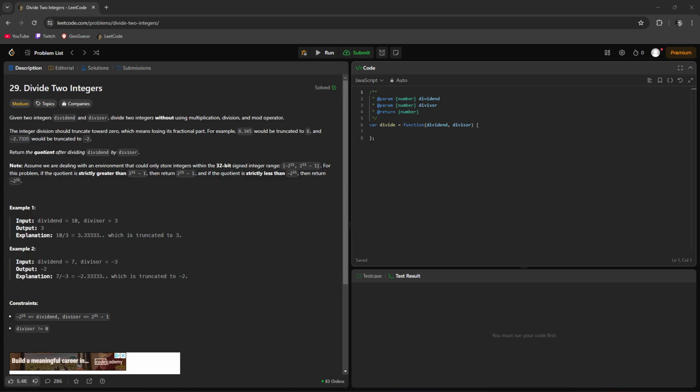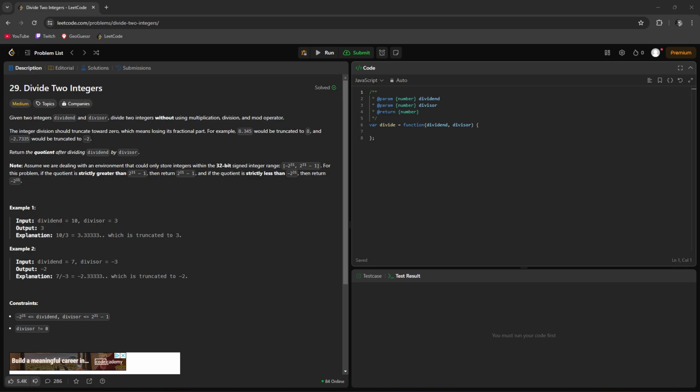LeetCode 29, divide two integers. Given two integers, dividend and divisor, divide two integers without using multiplication, division, and mod operator. So, subtraction. The integer division should truncate towards 0, which means losing its fractional part. For example, 8.34 would be 8. Return the quotient after dividing dividend by divisor.